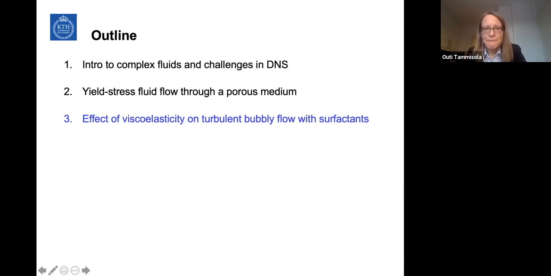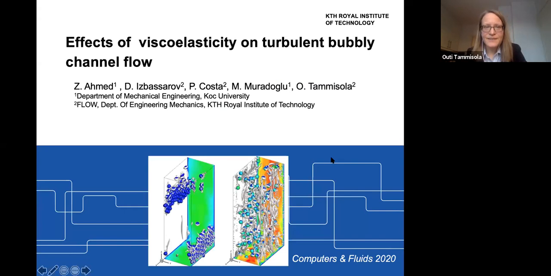So now I'm moving on to the bubbly flow with surfactants and the effect of viscoelasticity on it. And this is a work that has been done together with my collaborators, Muradoglu group in Turkey, and also Daulet Izbassarov, who was a postdoc with me, but now is in Finland, and Pedro Costa, also now in Iceland.